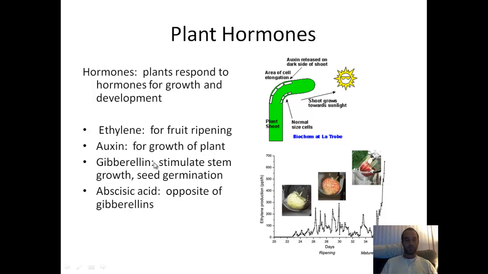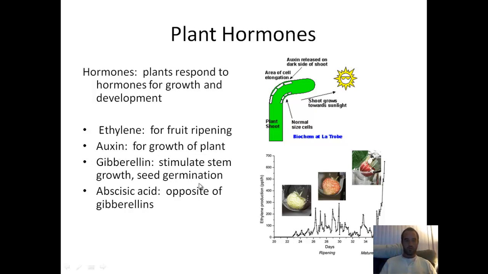Our other hormone is auxin, and it's for the growth of plants. So auxin's the one that's going to be up here at the tip. It's the leading part of the plant. It's also the thing that can cause the plant to grow in the direction of sunlight. Gibberellin is going to stimulate stem growth and seed germination. So it's the hormone for that.